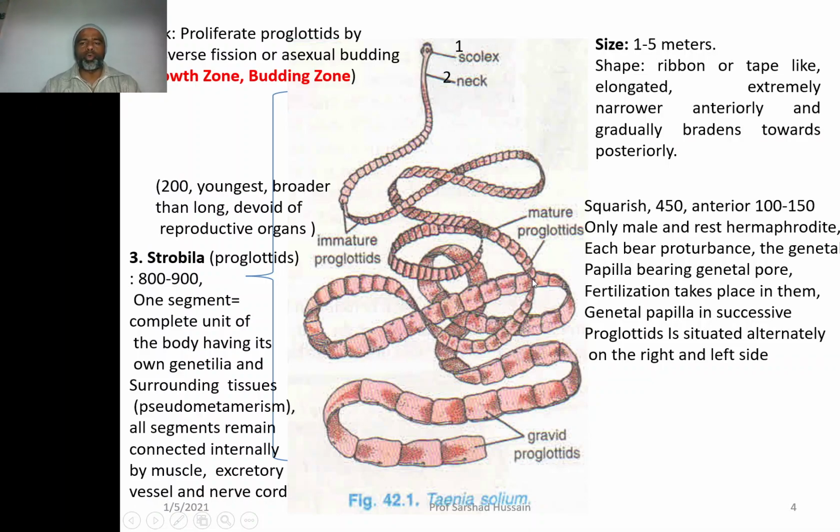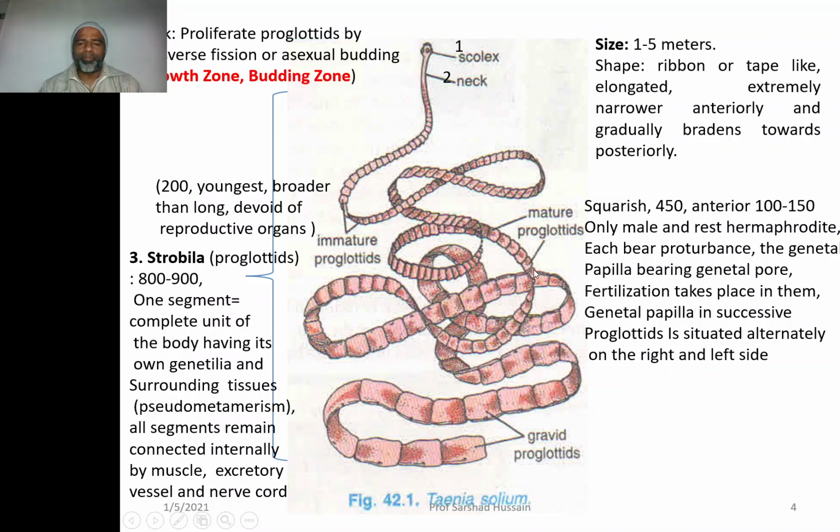This is called protandry. So the protandry condition is there, and after 100 to 150, all the rest are hermaphrodite. The female reproductive system also gets developed, so both reproductive systems exist in all the rest. Now, these are the mature proglottids.